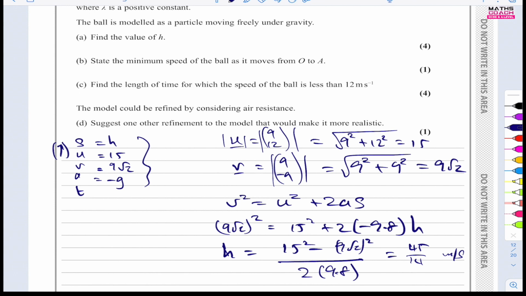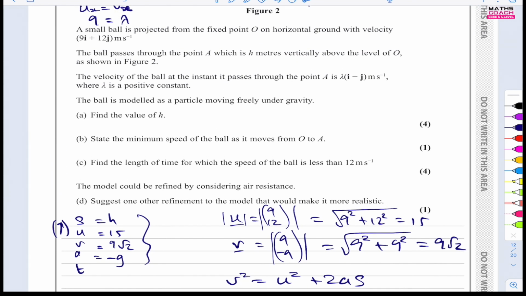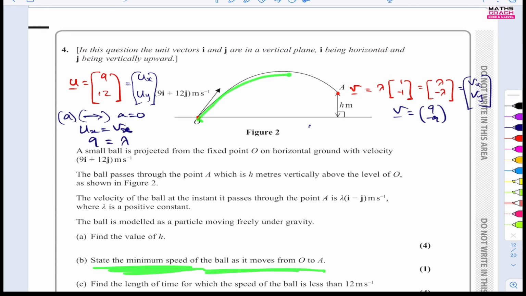All right, quickly, part B: find the minimum speed of the ball as it moves from O to A. Where on the path will the minimum speed occur? Good, at the maximum, at the highest point, because horizontally the speed doesn't change. It's going to be 9 meters per second horizontally. Vertically, it starts off at 12 and then goes to 0 at the maximum height.